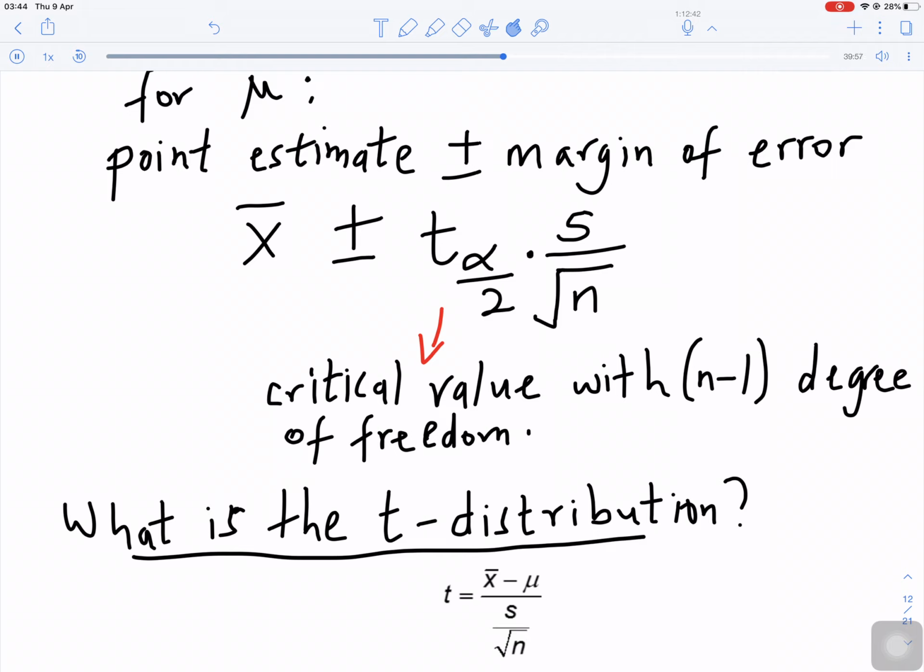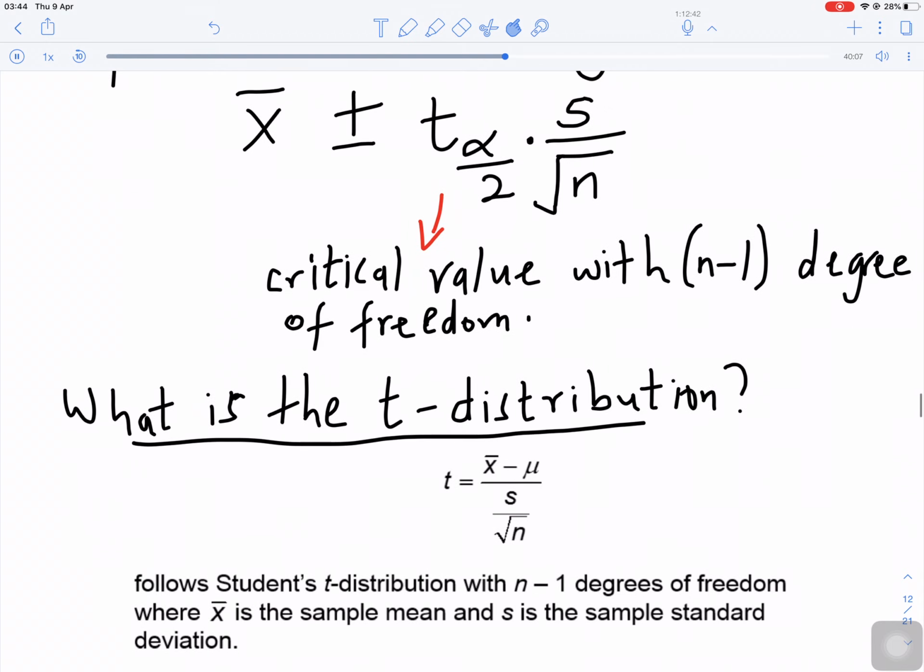Now coming back to t alpha over 2, that is called the critical value. t is a distribution, and we are seeing this distribution for the first time. The shape of that distribution is similar to the standard normal distribution. Before we go on, I will speak briefly about the t distribution and how important it is here.